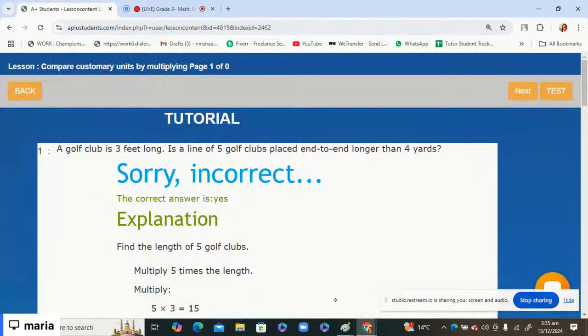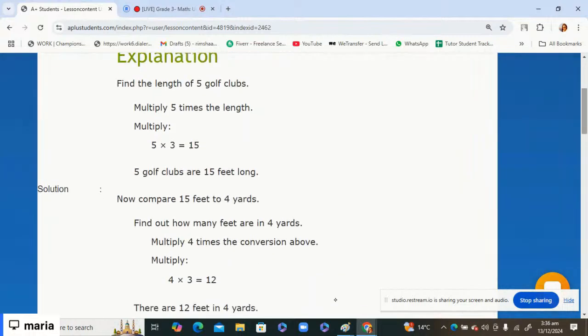So a golf club is 3 feet long. How much is the length given? 3 feet. Is a line of 5 golf clubs placed end to end longer than 4 yards? So what is the answer?